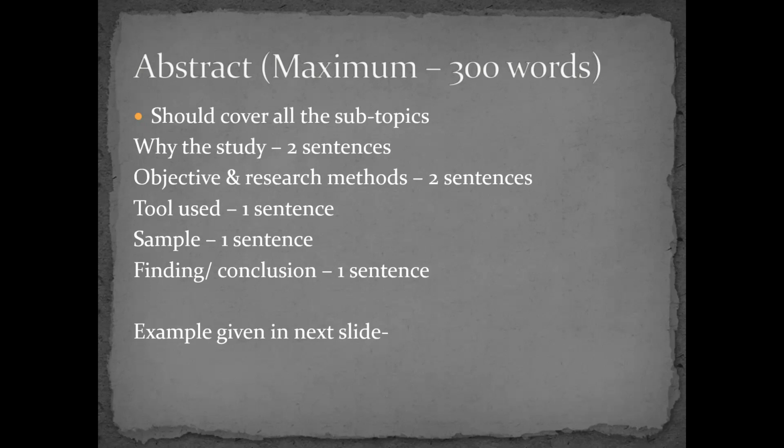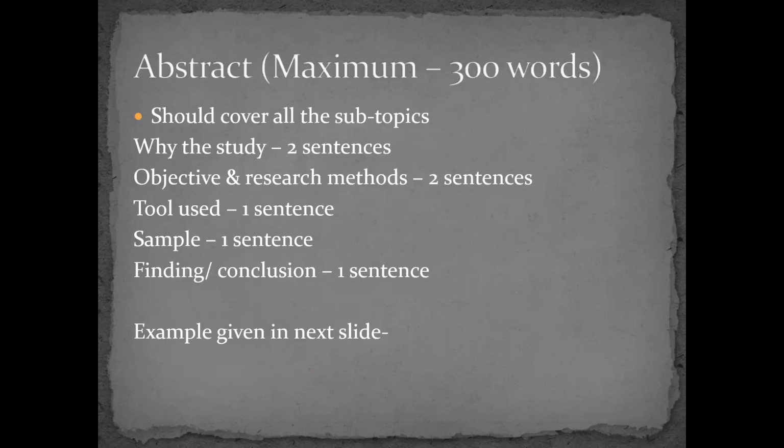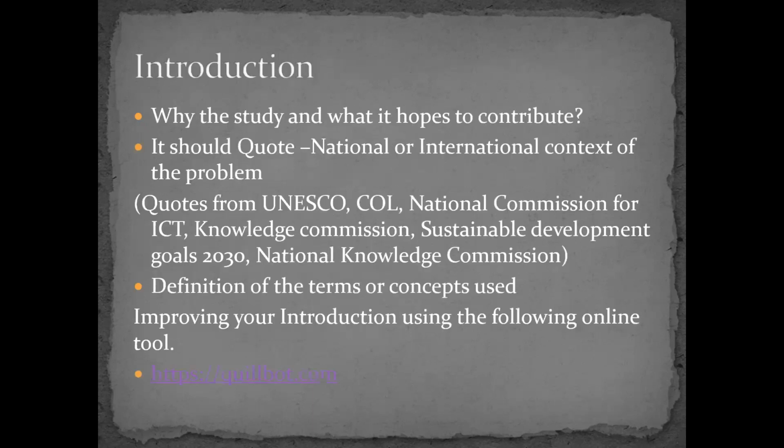What is your objective? What is your research method? What are the tools you have used? What is the sample of your study? Then what is your finding, the major finding? This forms the abstract. If you cover all this, you will get 500 words. An example will be given at the end. I'll be showing a research paper.